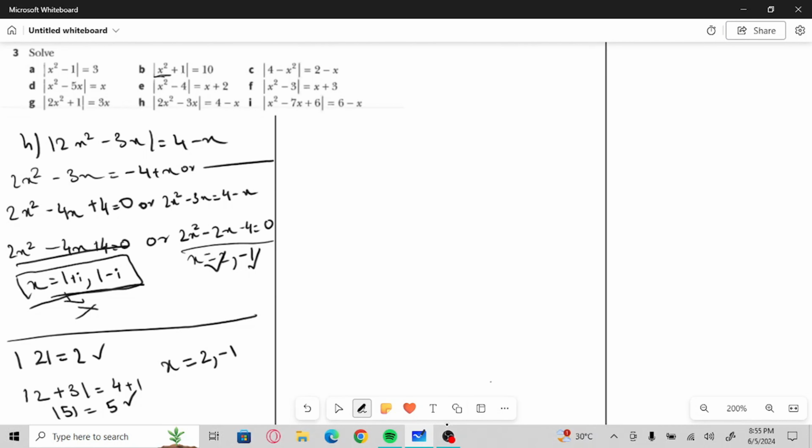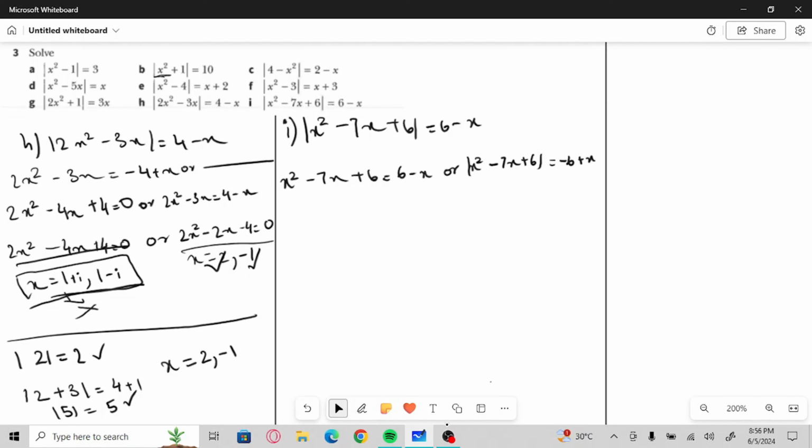Okay. And on to part I, we have x squared minus 7x plus 6 is equal to 6 minus x. Now, again, open this up. x squared minus 7x plus 6 is equal to 6 minus x, or x squared minus 7x plus 6 is equal to minus 6 plus x. Okay, so now simplify this again. x squared minus 7x plus x is equal to minus 6x, and we have cut down the 6, is equal to 0. Or x squared minus 7x.